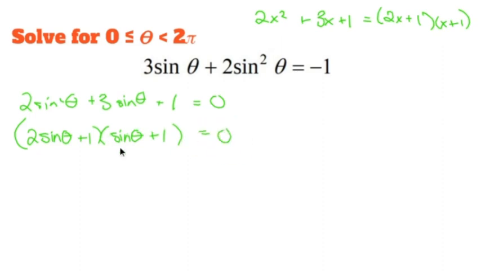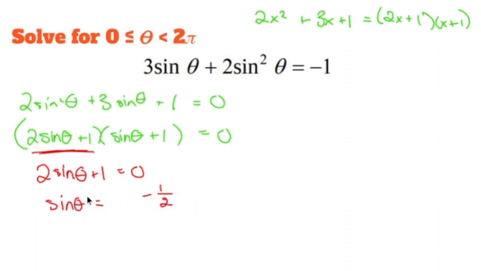Okay? Now, zero product property says that this times that equals 0 means this equals 0 and that equals 0. So let me do two different problems. 2 sine theta plus 1 equals 0. Let me wave my hands a little bit, do a little bit of quick math. Subtract 1, divide by 2 would give me sine theta equals minus 1 over 2.